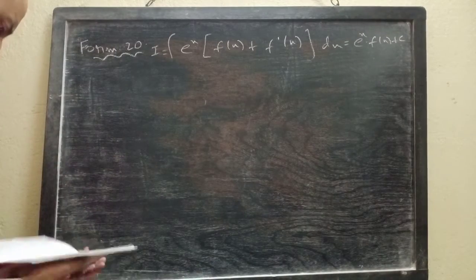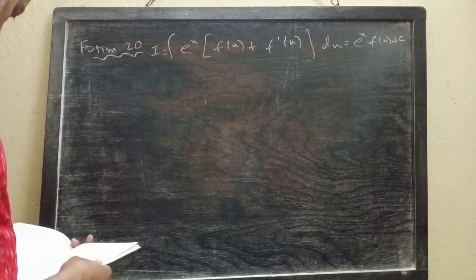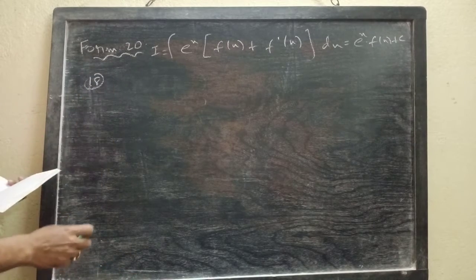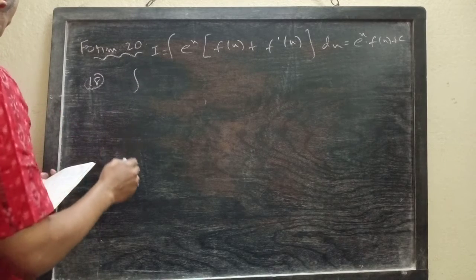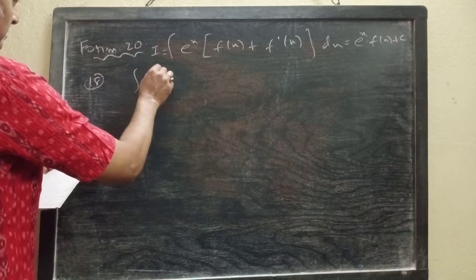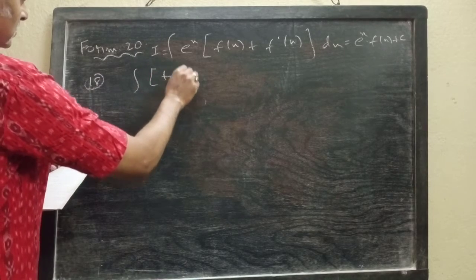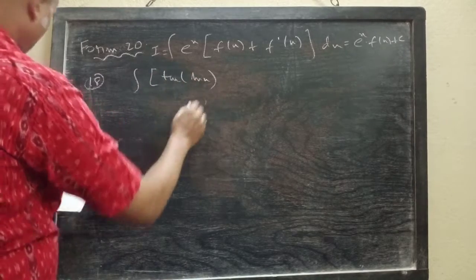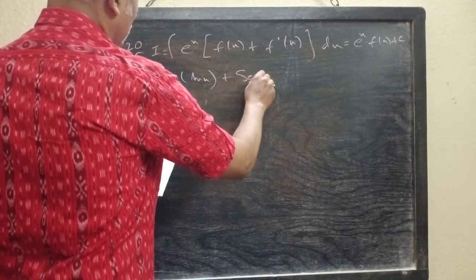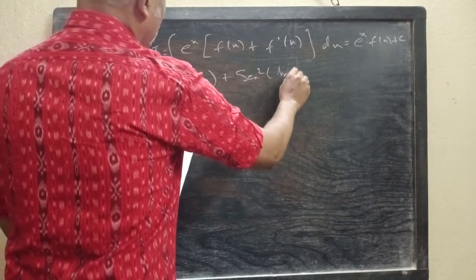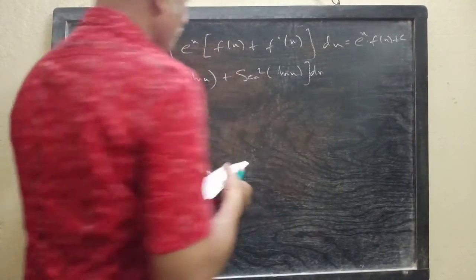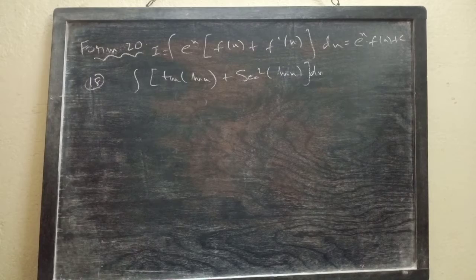Next question, number 18. Integration tan of ln x plus x square of ln x, then dx. Here also e to the power x is missing.